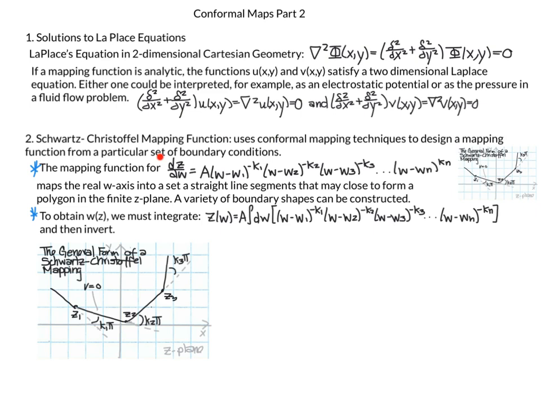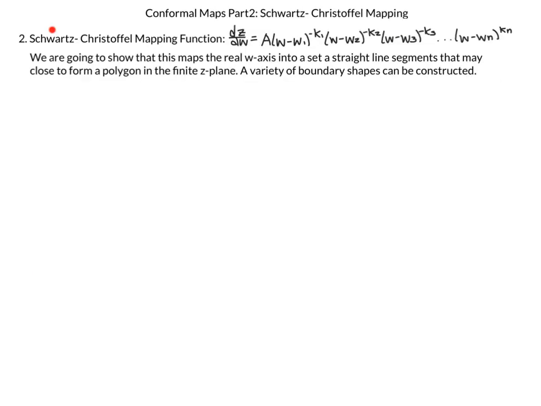And then once we establish that this is the equation that will give you this behavior, we're going to obtain z of w by integrating dz/dw, and then after that we'll need to invert. So in our big picture, the first thing we're going to do is show that this Schwarz-Christoffel mapping function maps the real w-axis into a set of straight line segments that may close to form a polygon in the finite z-plane. Again, a mapping that takes the straight line, that is the w-axis, and maps it onto the polygon.